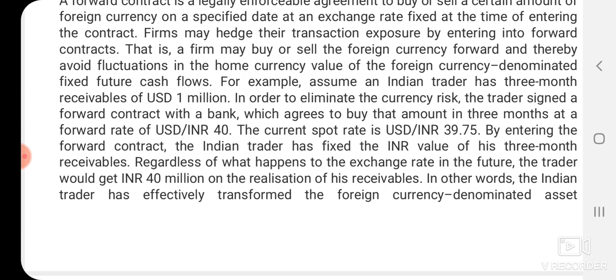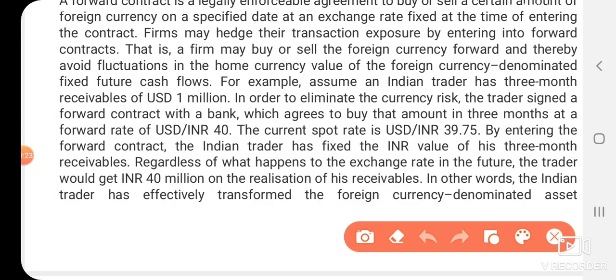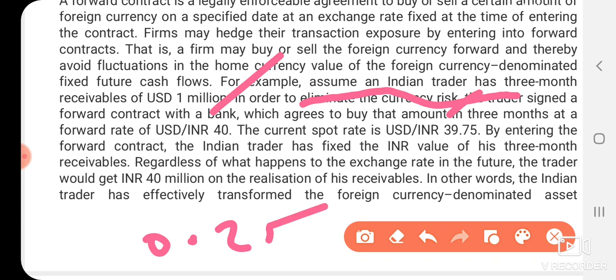Now the present rate, just as an example, consider it as 72 rupees or 70 rupees. Here, the current spot rate of 1 US dollar is 39.75, but he agrees to sell in 3 months. He's saying that the forward rate is 40 rupees. It means approximately an increase of 0.25, isn't it?